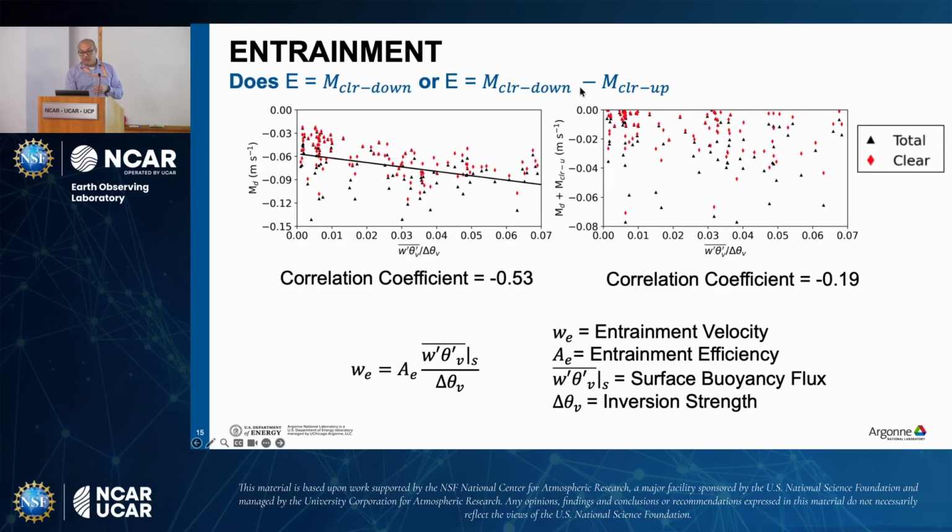However, if you look at the scatter plot of clear air down minus clear air up, you basically don't see any correlation at all, right? It's pretty scattered in this case. So the formulation as it stands now is only taking into account the clear air downdrafts, not the sum of the two, updrafts and downdrafts together. So that's the problem in this case.